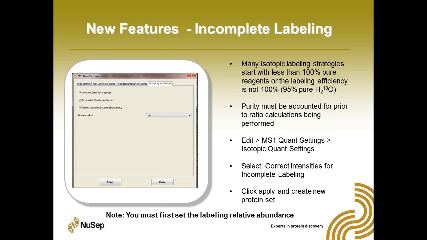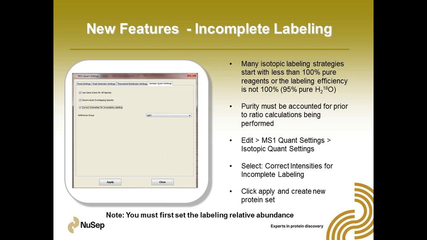For anything that isn't necessarily 100% pure, the older versions of ProteoIQ wouldn't account for that very well either. Again, we would simply just look at the intensity and give you a ratio. However, a lot of reagents that are now being used for isotopic labeling aren't 100% pure. Typical examples of this are H2O18 and 15N. So anytime you have the labeling not going to completion, or you're starting with an impure reagent like 95% heavy water, you're not going to get a full label. Therefore, we need to account for that.